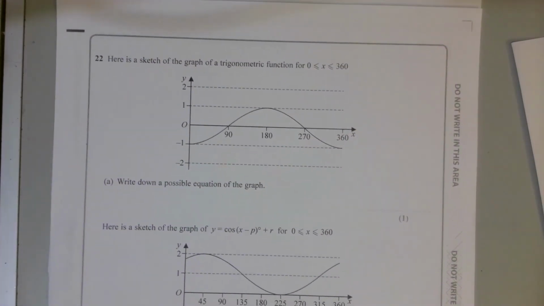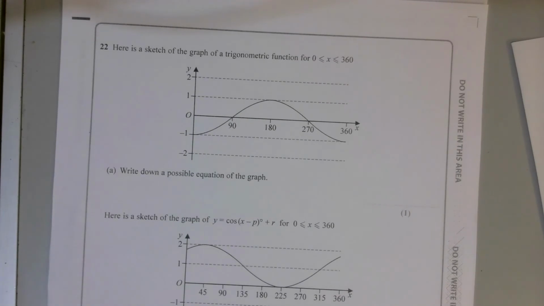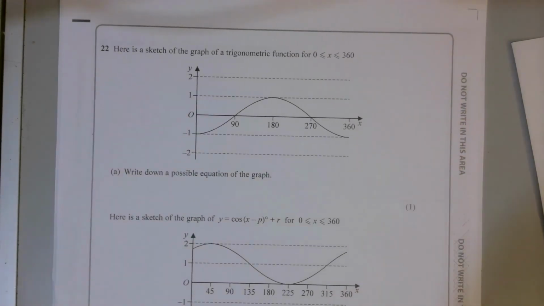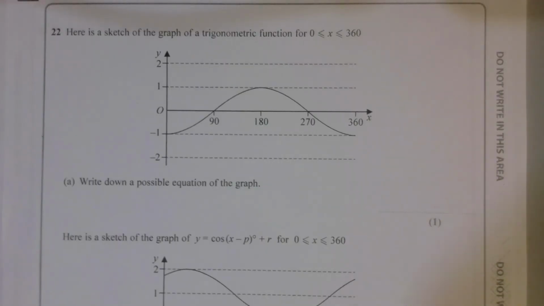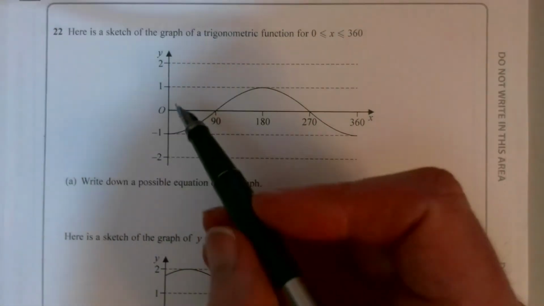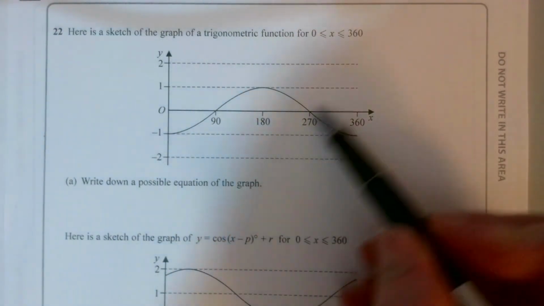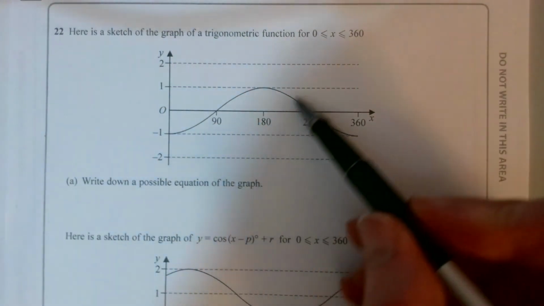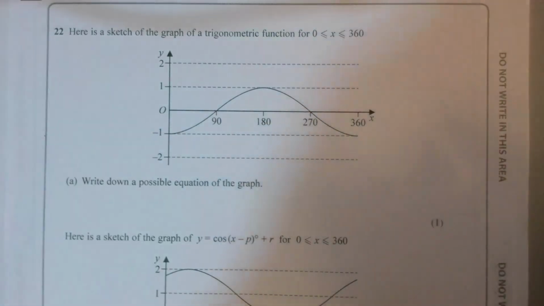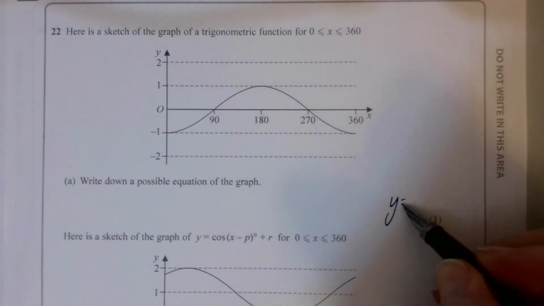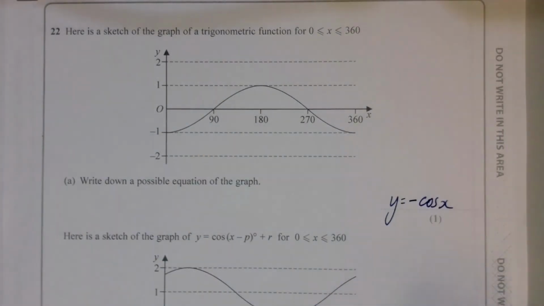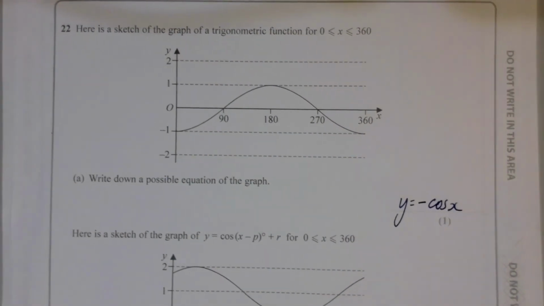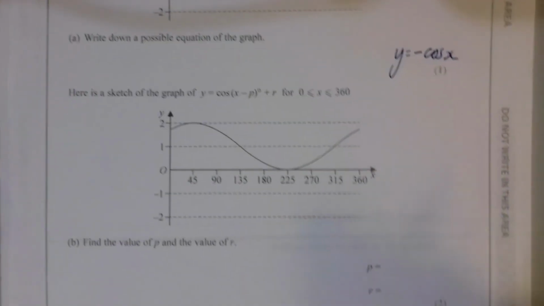Question 22, almost final question. Write down a possible equation of the graph. So this is about recognizing graphs. Don't worry too much if you didn't get this, but y equals sine x looks like that, y equals cos x looks like that. This is actually a reflection of y equals cos x, so y equals negative cos x would actually be one possible one. There's a few others, but don't worry about it if you're not sure what's going on here.